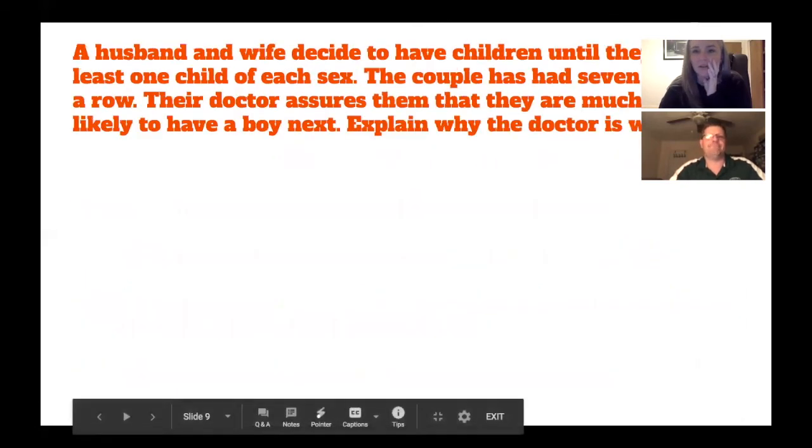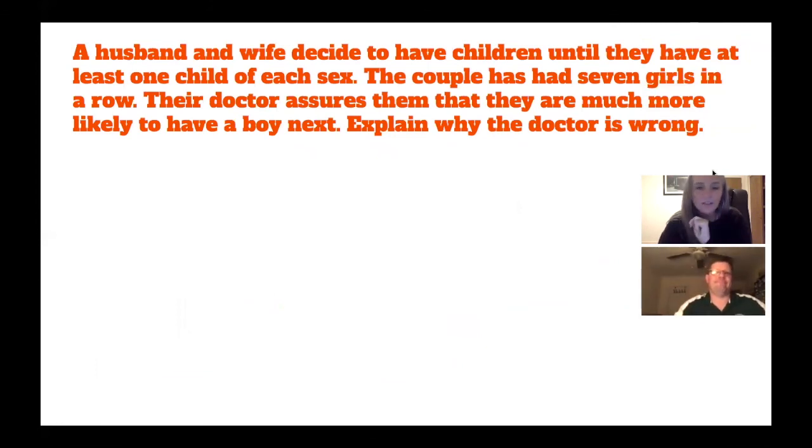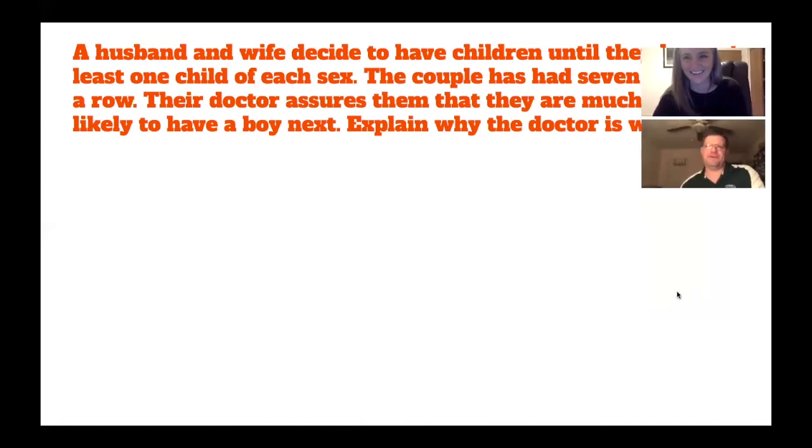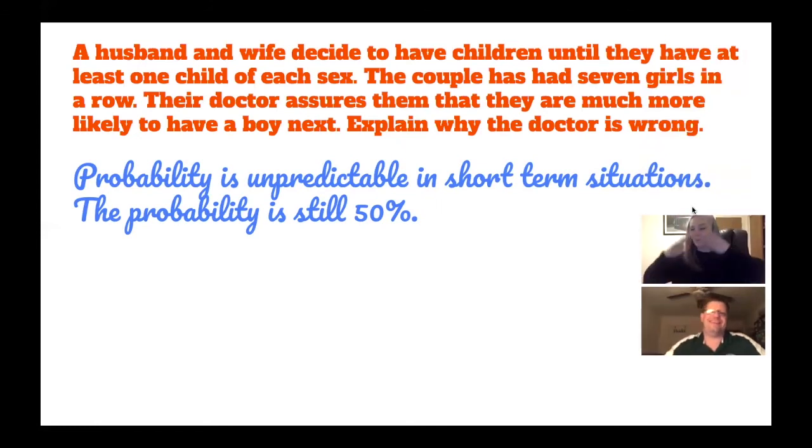Okay. A husband and wife decide to have children until they have at least one of each sex. The couple has had 7 girls in a row. Their doctor assures them that they are much more likely to have a boy next. Explain why the doctor is wrong. Because he's not a statistician, he's a doctor. Every birth is a 50-50 shot. You don't just magically all of a sudden get this, oh, you had a bunch of girls, this next one's got to be a boy.